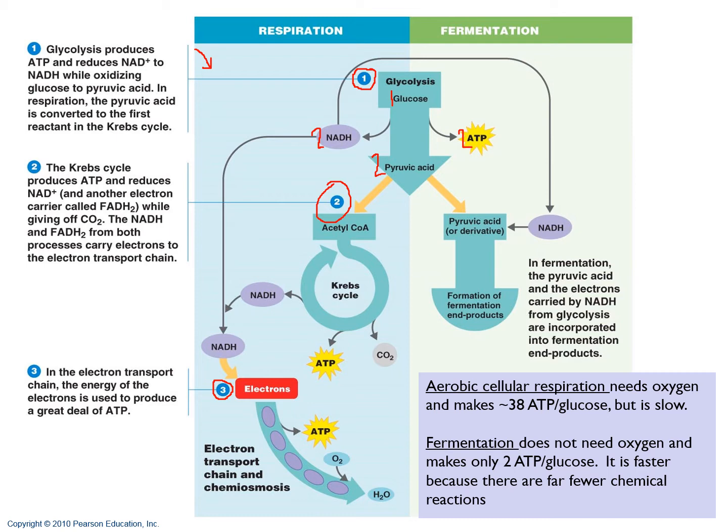The pyruvic acids are further oxidized in the Krebs cycle. This produces more NADH. In fact, we're going to have 8 more by the time we're done with this process. It produces 2 ATPs, and by the end of the Krebs cycle, we're going to have 6 carbon dioxides. These are waste products that are made during the Krebs cycle. Every time you exhale, you're exhaling some carbon dioxide from this process.